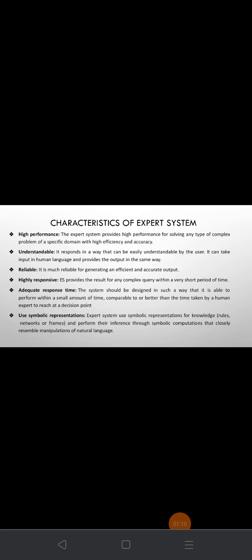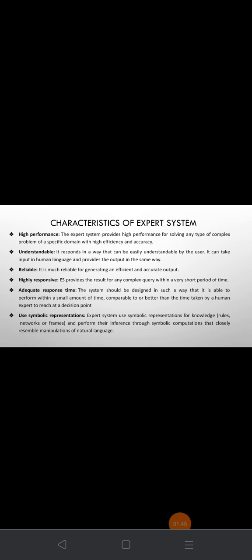Now let's see the characteristics of expert system. The expert system has high performance, is reliable, understandable, highly responsive, has adequate response time, and uses symbolic representations. The expert system provides high performance for solving any type of complex problem of a specific domain with high efficiency and accuracy. So we can say that expert system has high performance.